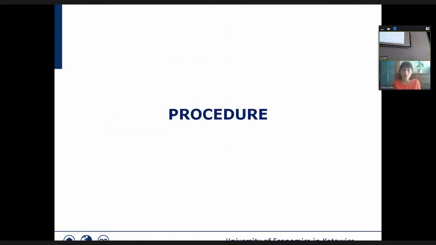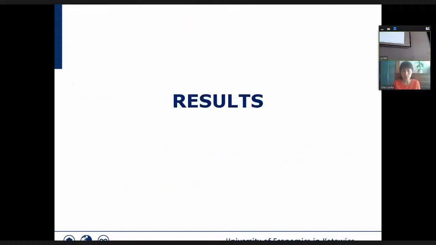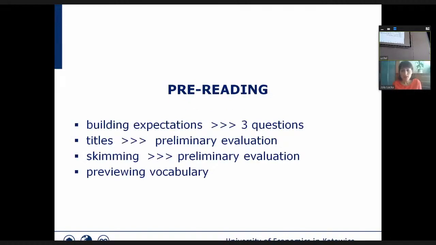Okay. Now the procedure, drawing on the recommendations for effective and realistic reading comprehension tasks in ESP, the procedure involved pre-reading, while reading, and post-reading activities that the students performed. Plus, they were supposed to fill in the questionnaire that I provided, and the total time was 75 to 80 minutes, depending on the group. The pre-reading activities involved building expectations, preliminary evaluation of the texts based on titles and skimming, plus previewing vocabulary. The last one was not covered in the questionnaire.